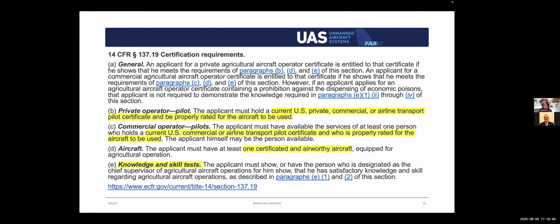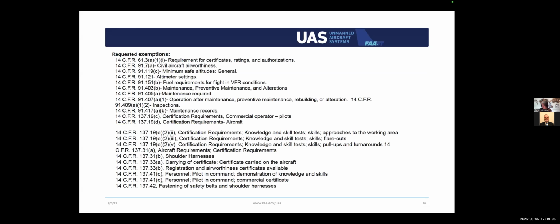Jonathan, would you like to chime in and give me a break? Sure, I can do that. There are multiple regulations that you need to obtain an exemption for. It's not necessary, but most of the time you're going to need to get an exemption from especially all of the regulations that are listed here. There are multiple ones in 91 and 137, and there's also some over in 61.3.